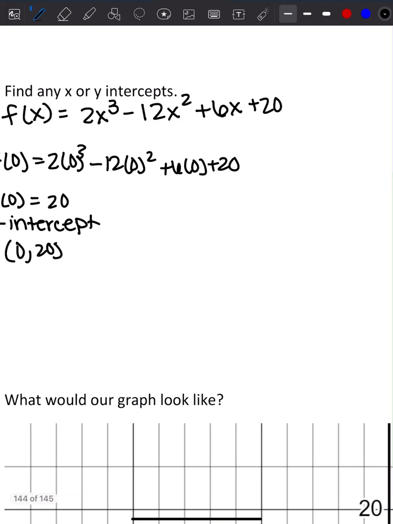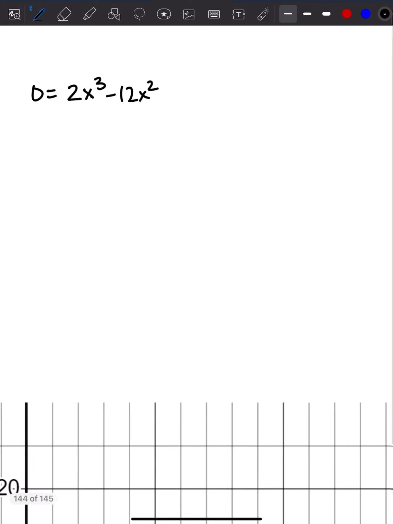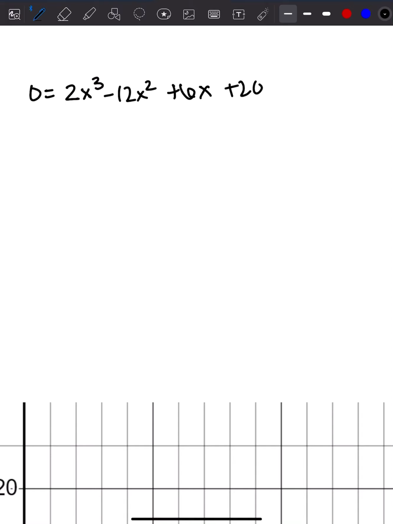Our x-intercept, on the other hand, we're going to take that function and set it equal to 0. So 0 is equal to 2x cubed minus 12x squared plus 6x plus 20. If we weren't able to use a calculator, or even if we were, one of the first things that I would do is factor out a 2 from everything. So I have 2 times x cubed minus 6x squared plus 3x plus 10.